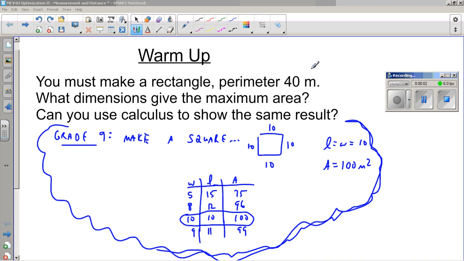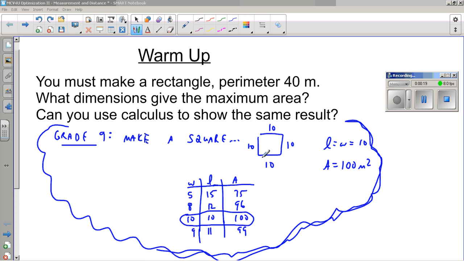All right, here we go, calculus folks. Optimization day 2. You've tried the warm-up question. It should be familiar because in grade 9 we solved these questions. You have a fixed perimeter, 40 meters. What dimensions should you make the rectangle so that you get the maximum area, right?